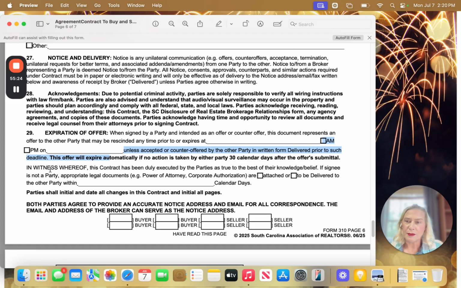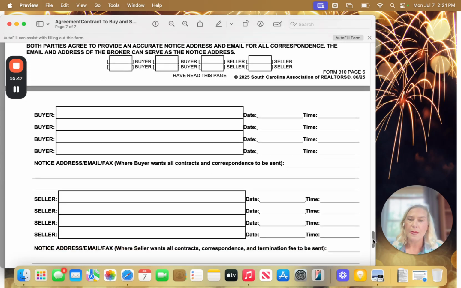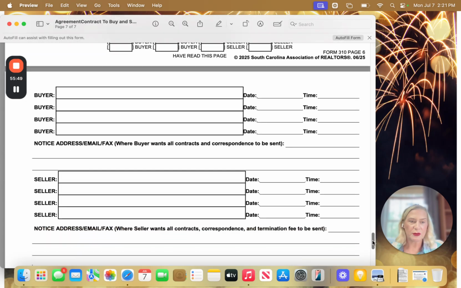And then on the bottom, there's a witness. This contract has been duly executed by the parties to the best of their knowledge. Make sure there's nothing that's power of attorney or any other corporation authorization attached. And if there is an LLC or an estate purchasing this property, make sure you've got those legal documents attached. And then something I want to mention before we finish this one up is SCAR is really coming down hard on this last page.